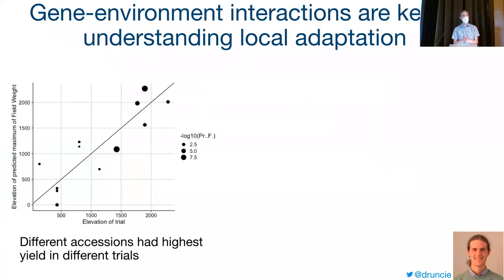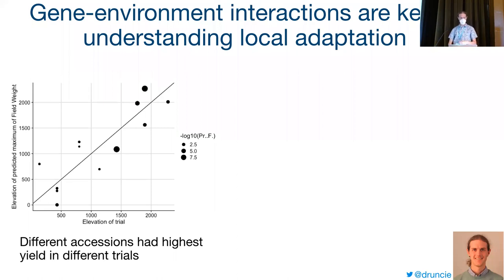Back to this example that I just gave, what I showed here is that the different accessions had the best performance in different trials, which means that the relative performance of different accessions is changing across trials. And so that means that there were gene environment interactions in this data set. Gene environment interactions like this are important for understanding local adaptation.